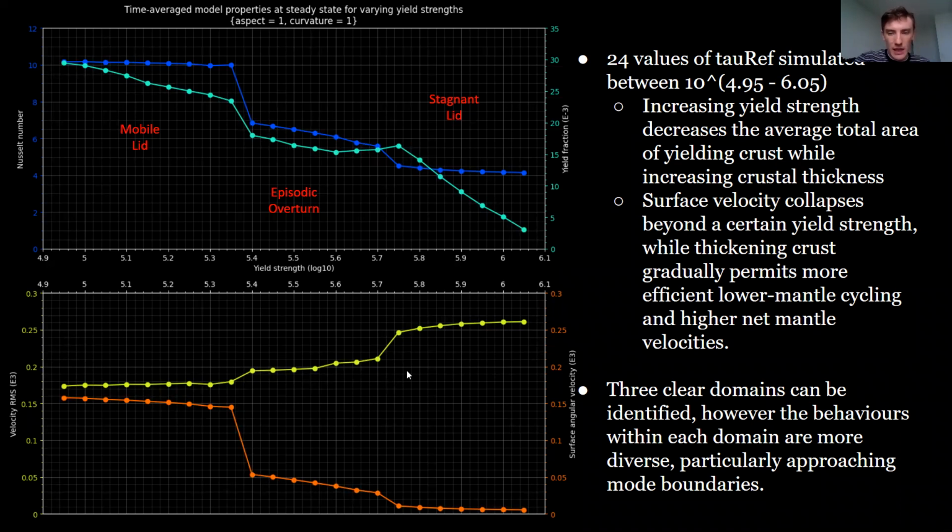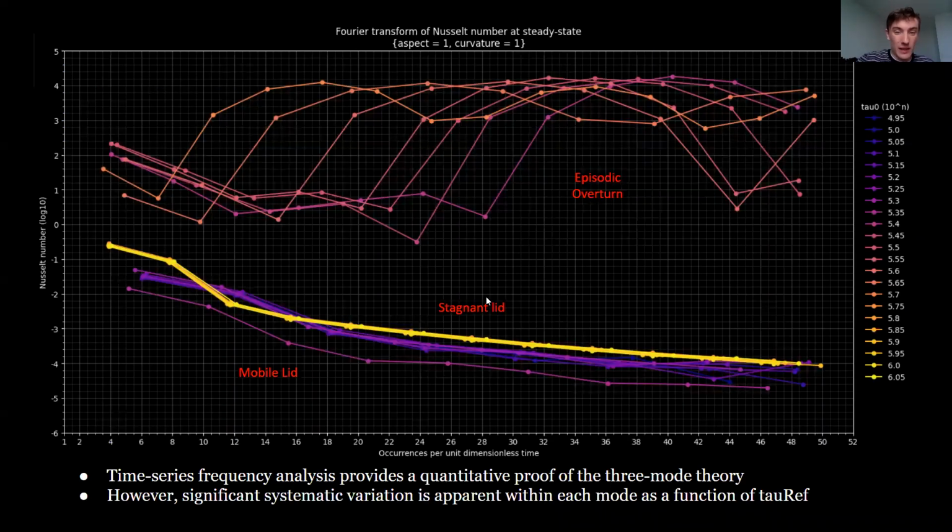I've chucked up the velocities here as well. I think these are quite interesting. You see that as yield strength increases, obviously the surface velocity, which is orange here, completely drops to nothing because it's stagnant by definition. But actually the velocity root mean square of the model as a whole increases with increasing yield strength. Because the thickening of the upper boundary layer for a model of aspect 1 geometry actually pushes the sublithospheric mantle to an aspect ratio that allows for more efficient convection. And that's very interesting. And we'll see the effect of that in a moment.